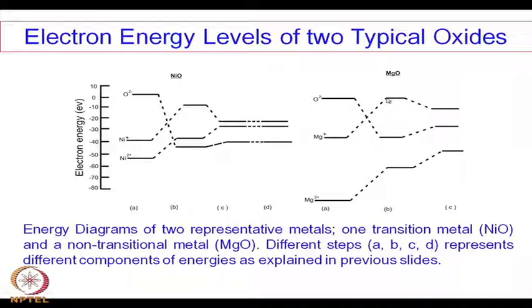In case of non-transition metal oxides, the highest level is Mg2+, not the Mg+ as in the case of nickel, but the next lower level is not the cation, the oxygen comes in. So, this becomes your valency band and this becomes the conduction band here, whereas here it is between nickel 2+ and nickel +. So, it is between the two cations, that is the valency band and the conduction band. That is an important difference between transition metal oxides and the non-transition metal oxides, or insulating oxides and semiconducting oxides here.